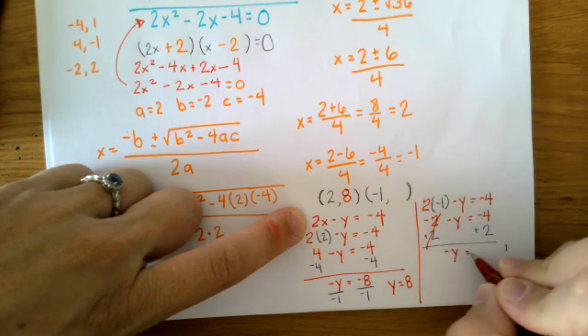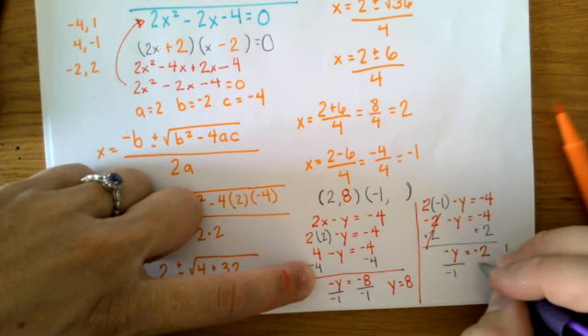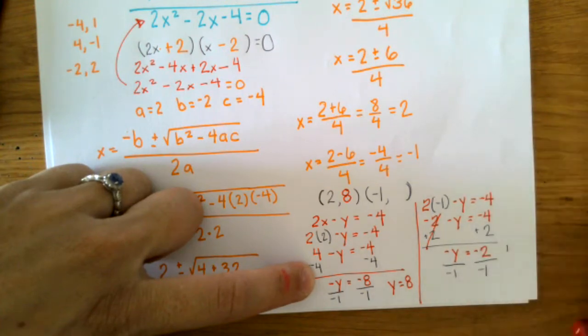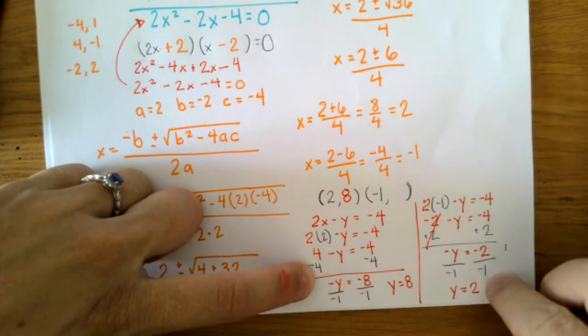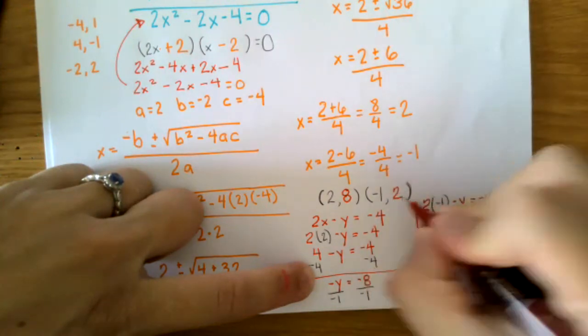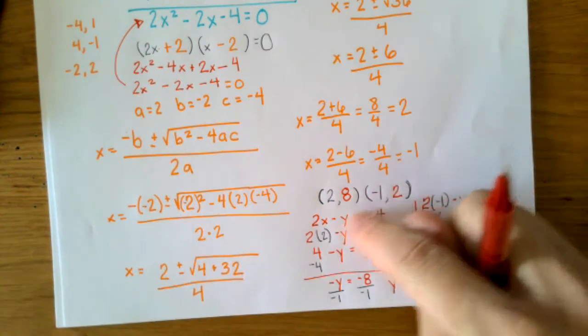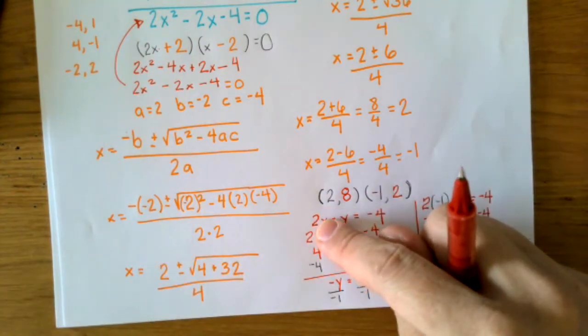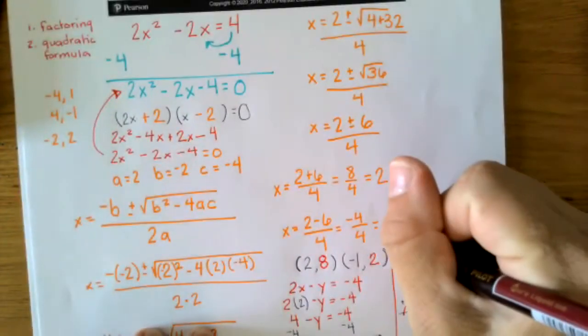Negative y equals negative 2. Again, divide by negative 1, changing both the signs. So y is 2 when x is negative 1. Y is 2 when x is negative 1, and y is 8 when x is 2. So these are the two solutions to this system.